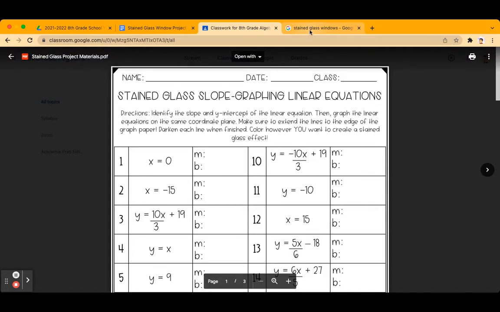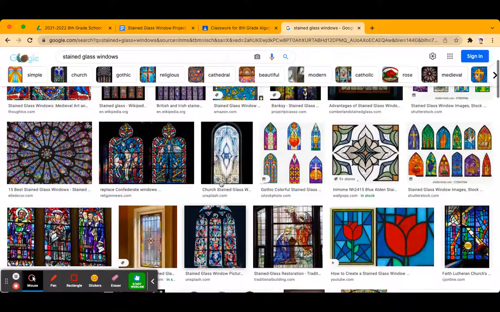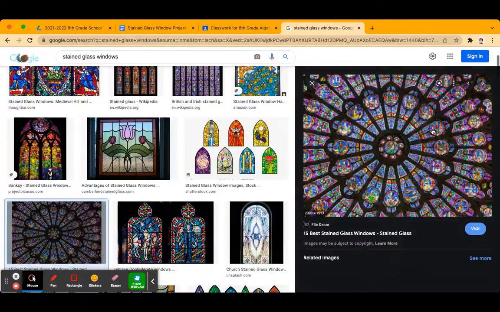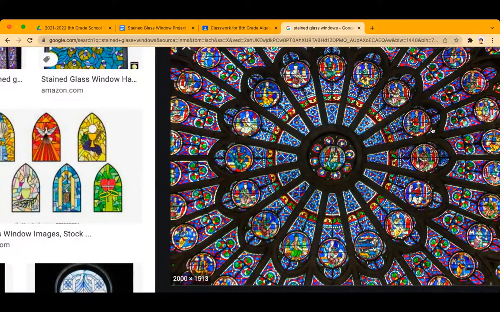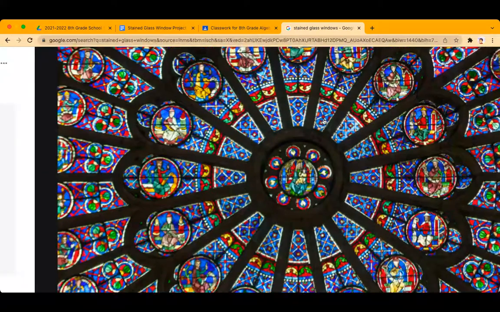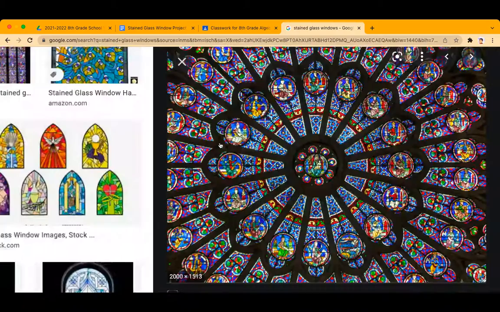First off, there are lots of different examples, but I just want to give you an explanation. If you haven't seen one, usually we see them in churches. Some people have them in homes. I'll click here so we can get a better view. This is a very intricate stained glass window. A lot of really precise little cuts, designs, patterns, and usually very, very colorful.